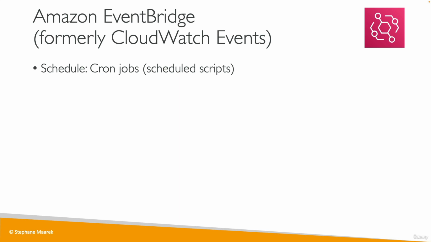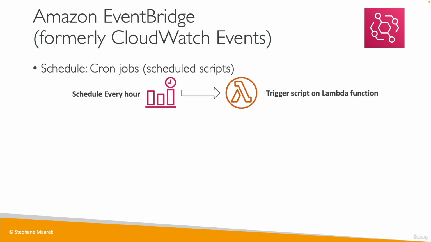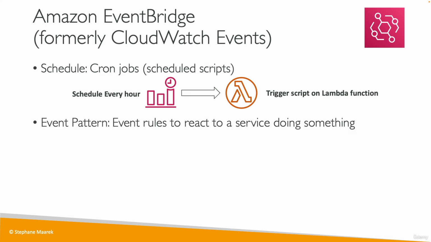And one use case for them is to schedule cron jobs. So you want to have a script scheduled on a regular basis. For example, in EventBridge, you can create a rule that says that every 1 hour, you should have an event created, and that event will trigger a script running on a Lambda function. Effectively, you've done a serverless cron job.